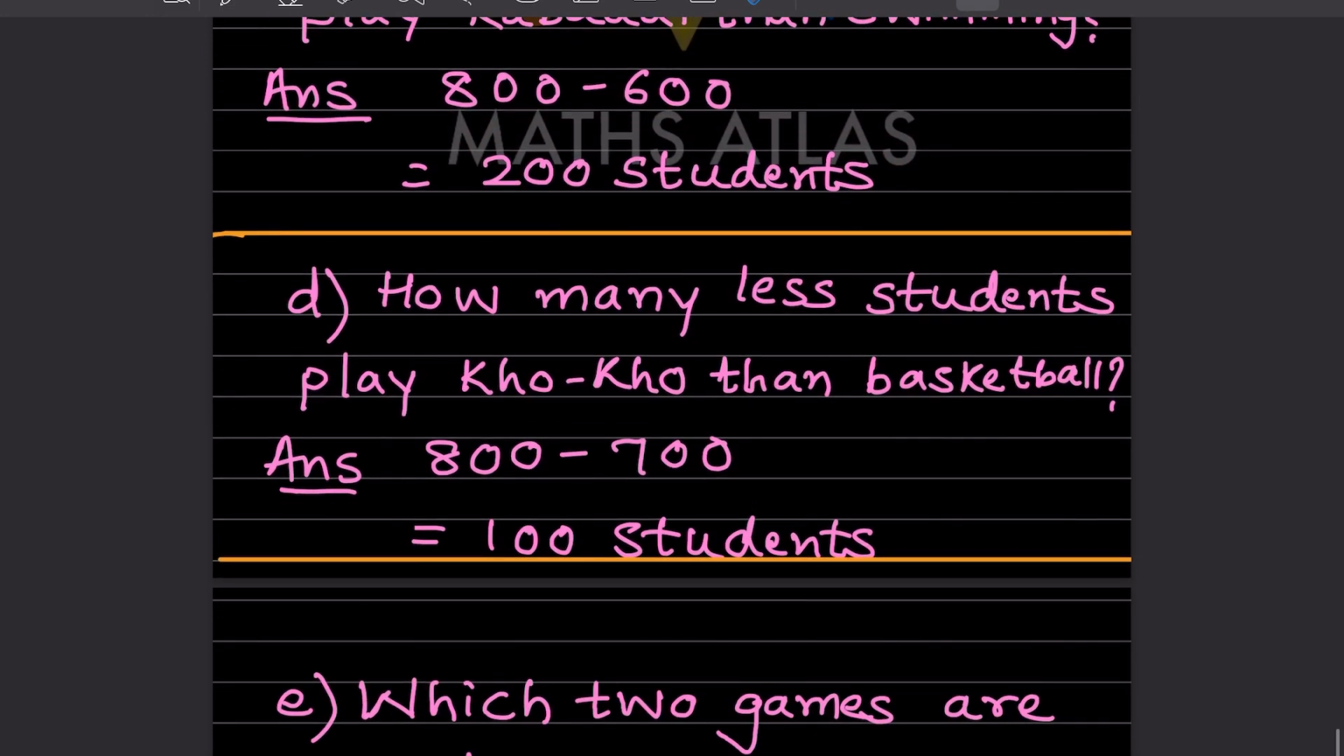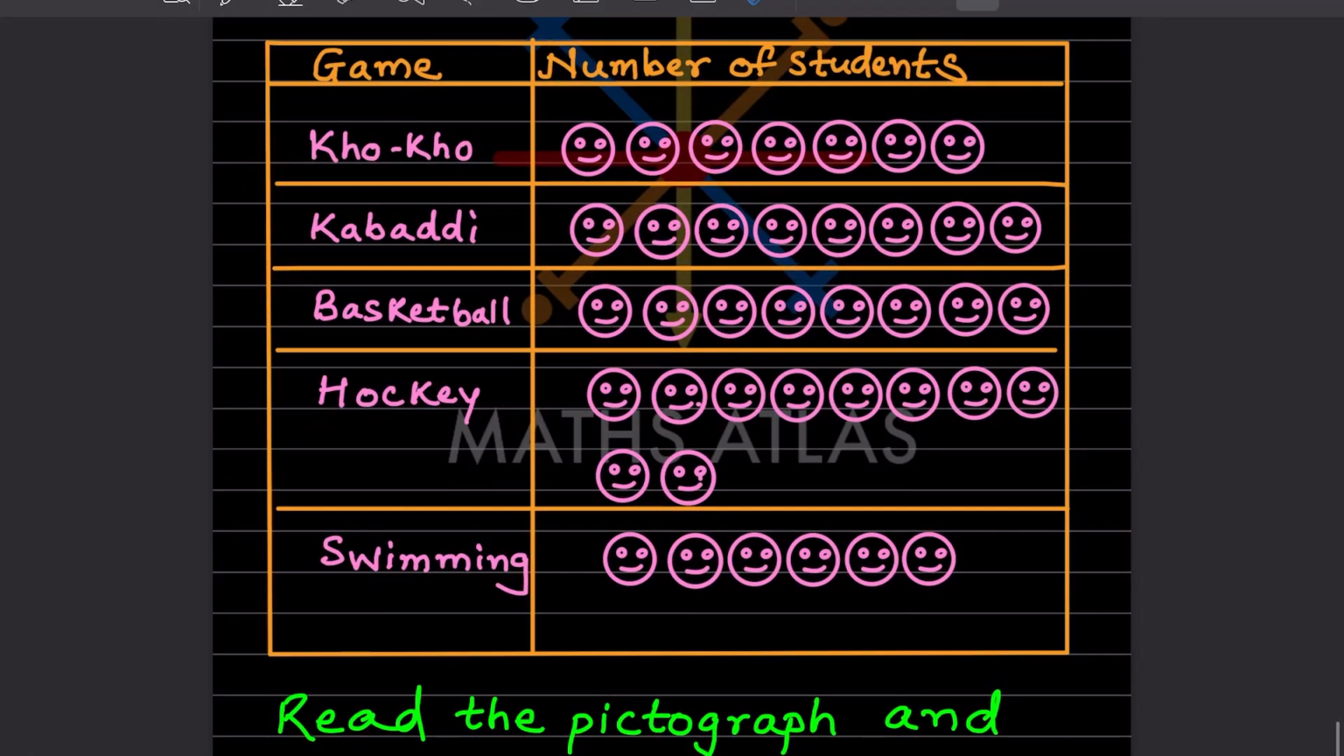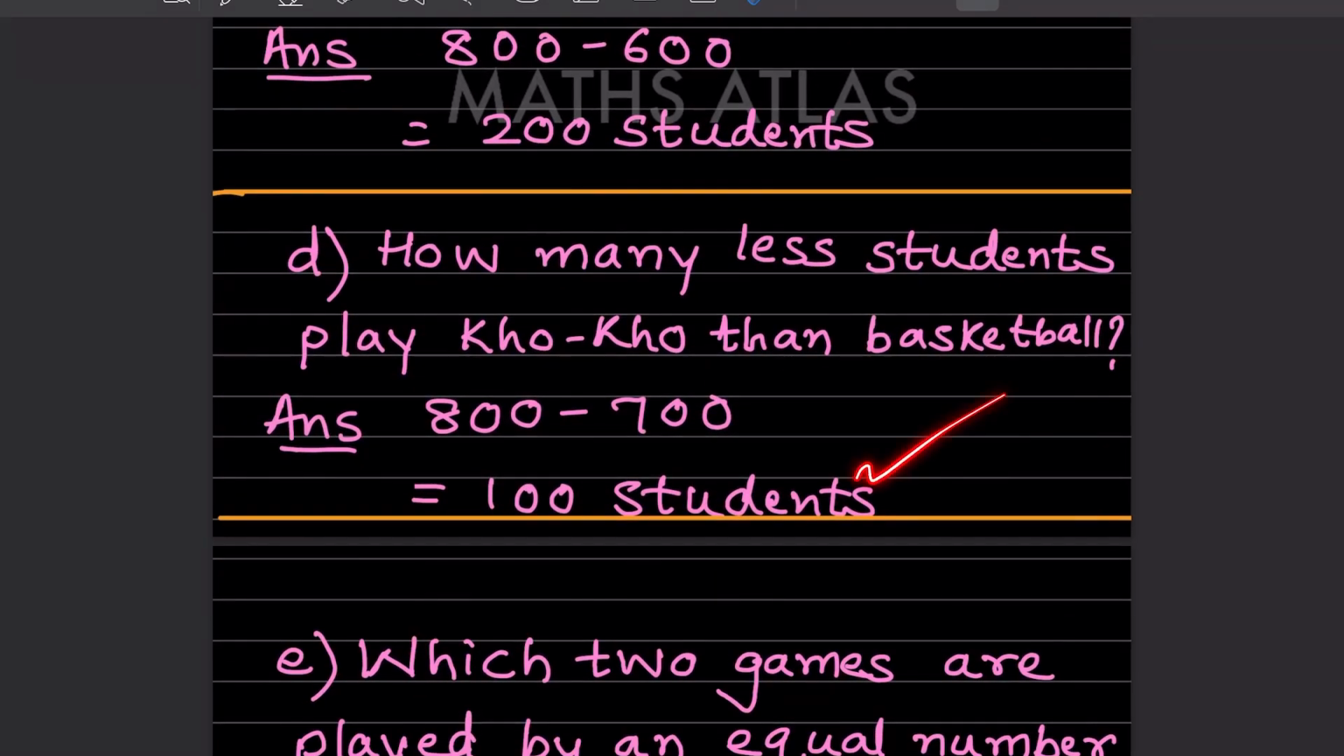How many less students play Kho-Kho than basketball? So Kho-Kho is 1, 2, 3, 4, 5, 6, 7. And basketball 1, 2, 3, 4, 5, 6, 7, 8. Means this is 800 minus 700. That will be 100 students.